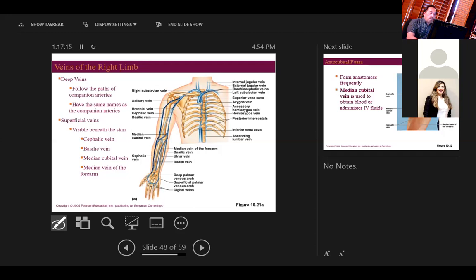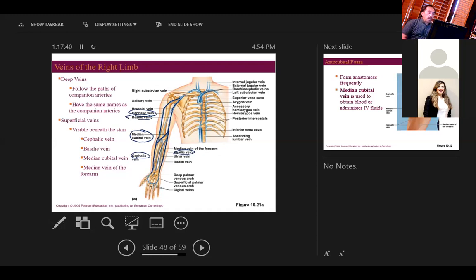This is a superficial vein called the basilic vein that runs on the medial side: cephalic and basilic. Also on the forearms, cephalic and basilic. The two connect here in the middle, and that's called the medial cubital vein. So if you remember, we take blood out from the medial cubital vein.